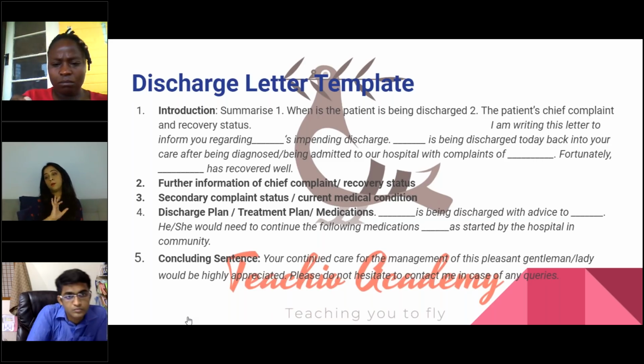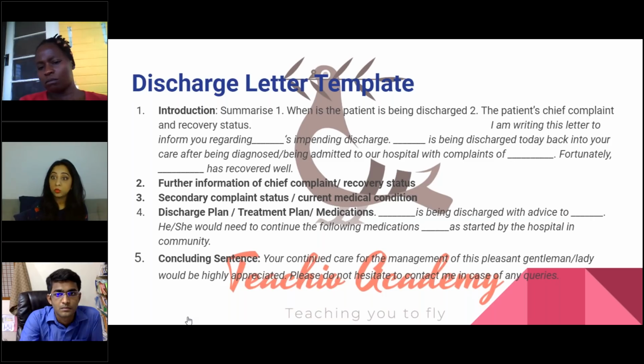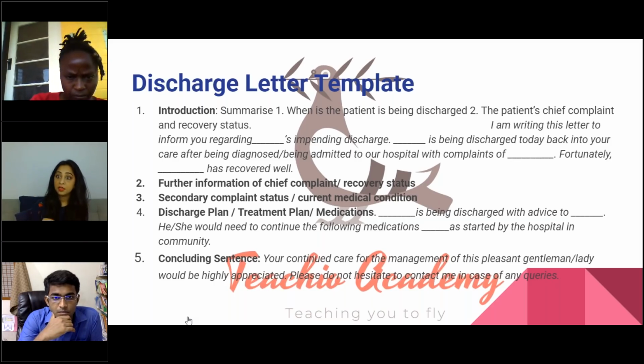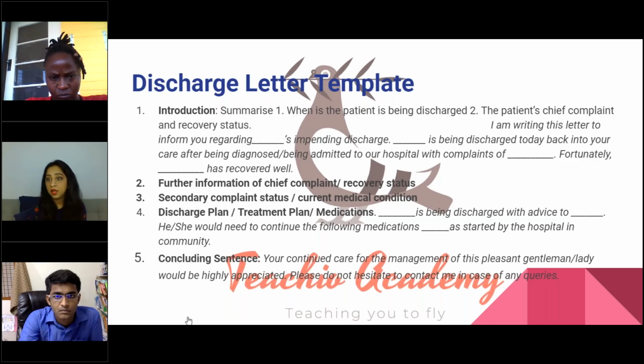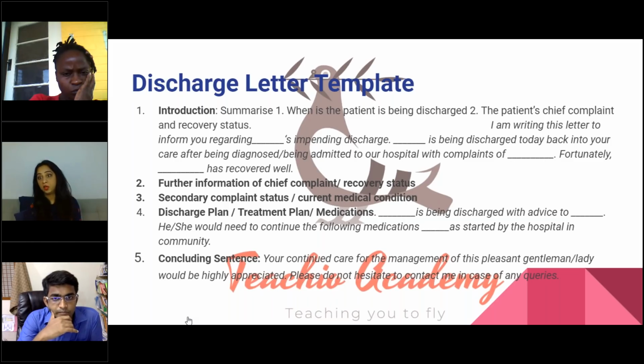Okay, a good way that I like to begin this letter is: I am writing this letter to inform you regarding this patient. So this will be your patient's name, Mrs. Jones's impending discharge. So Mr. Wilson's impending discharge. Full stop, dash, which will be your patient's name, Mr. Wilson, is being discharged today or is being discharged this week. So you have to just mention the date that they're being discharged back into your care after being diagnosed or being admitted to a hospital with complaints of dash. So basically here, you're going to be writing about the reason why they came to you in a hospital with, okay? And then full stop, fortunately, comma, dash has recovered well, okay?